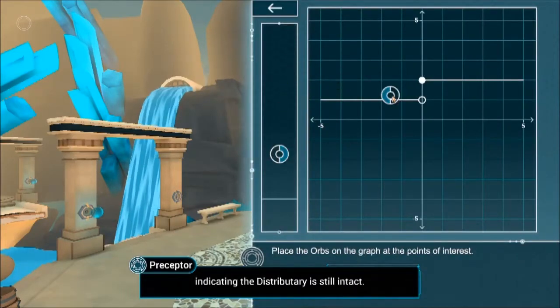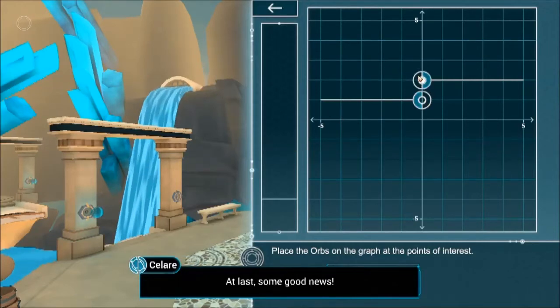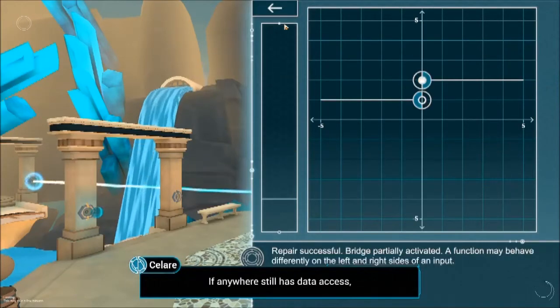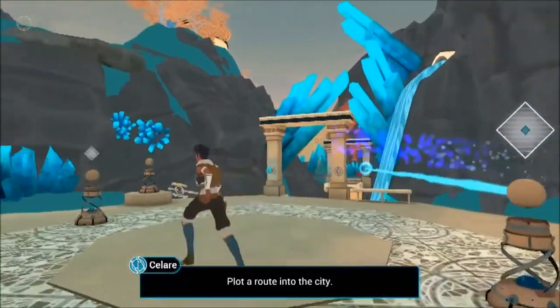So in this case, we've now got lefts and rights. So we go, okay, the limit is approaching from the left on the bottom, and the limit is approaching from the right on the top. Has data access. There we go. Nice and straightforward. Water route into the city.